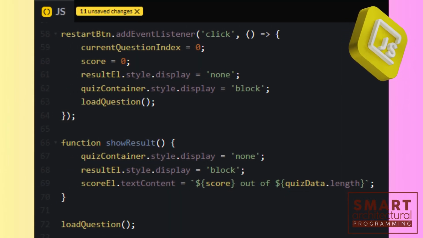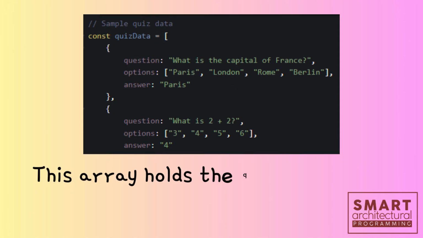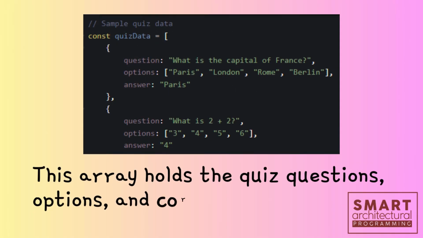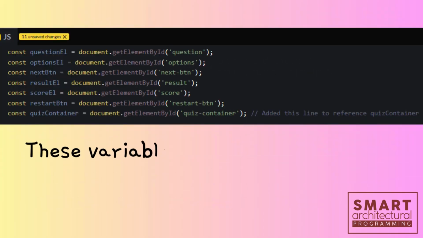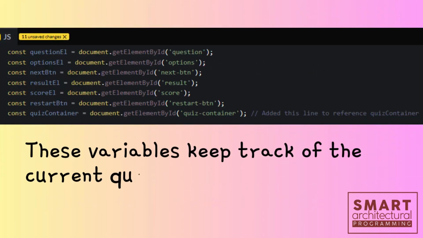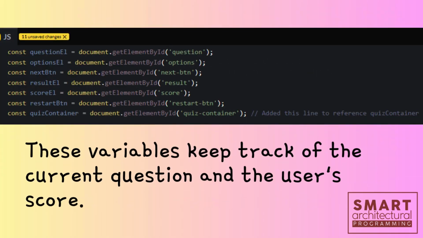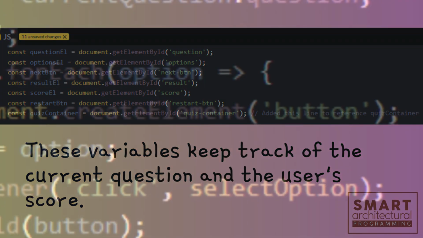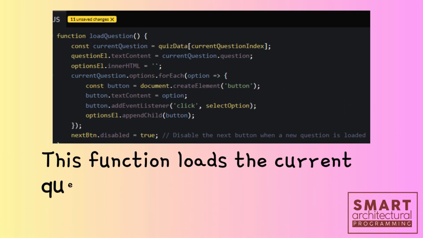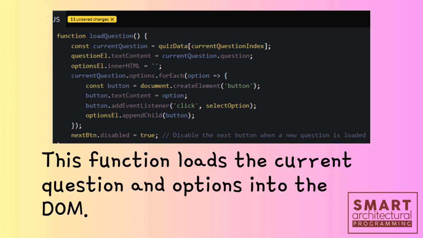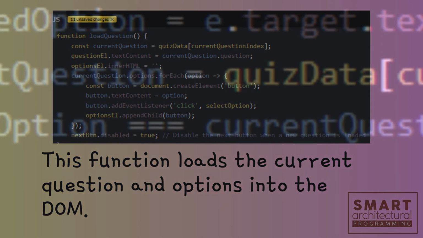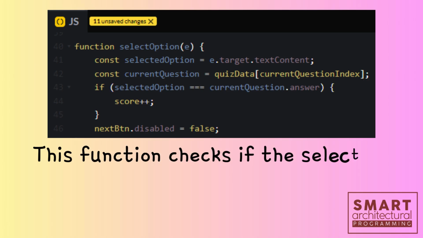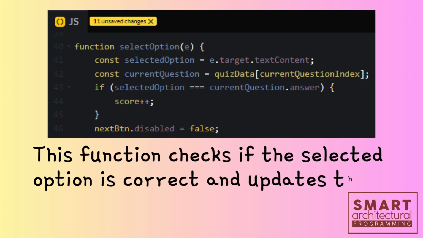Let's break down the code. 1. Quiz data. This array holds the quiz questions, options, and correct answers. 2. Current question index and score. These variables keep track of the current question and the user's score. 3. Load question. This function loads the current question and options into the DOM. 4. Select option. This function checks if the selected option is correct and updates the score.